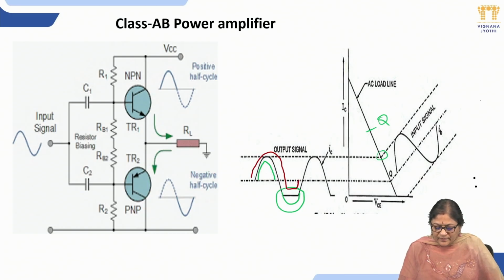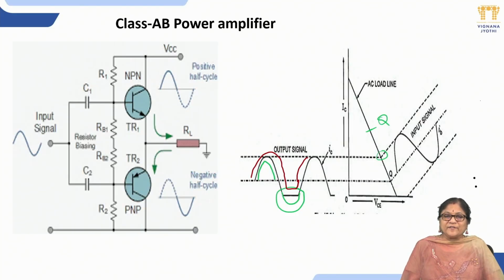So for a full cycle like this, it adds only a little bit of distortion in the input signal, but it avoids crossover distortion. So the class AB power amplifiers will eliminate the crossover distortion and improve the faithfulness of the input signal appearing at the output.